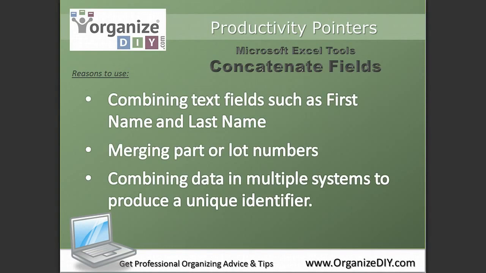Today we're talking about Microsoft Excel. And Excel is a great tool for working with numbers, but it also contains a lot of functions that are very helpful when you're working to connect or combine strings of text. So today we're going to talk about concatenate. And concatenate is a function used in Excel to combine text fields such as first and last name, or merging part numbers or lot numbers, or combining data from different systems when you're trying to produce some type of unique identifier. And maybe you're using that later in Microsoft Access.